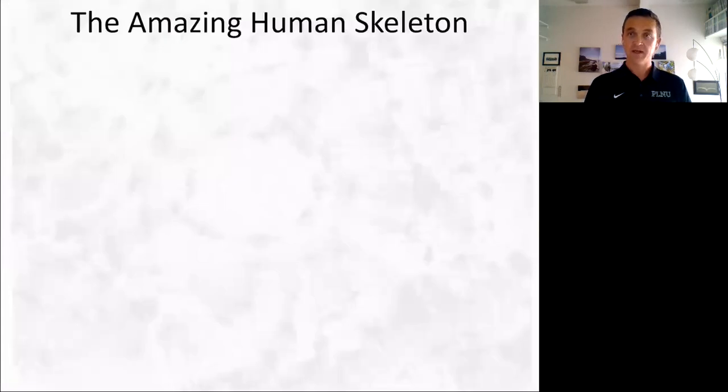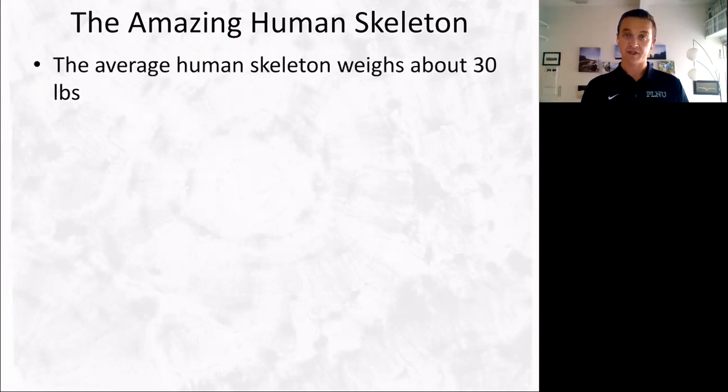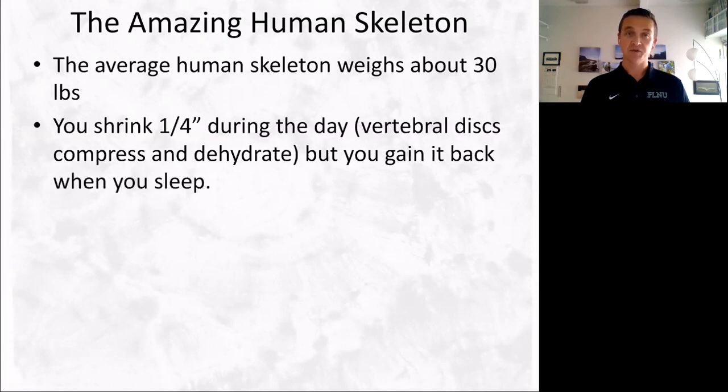All right, so as I always like to do, some amazing facts about the human skeleton. The average human skeleton weighs about 30 pounds. We shrink about 1/4 of an inch a day. That's because our vertebral disc, remember that fibrocartilage, actually compresses and some of the liquid squeezes out of it. But then it's able to fill back in with fluid when you lay down to sleep, and you get that 1/4 inch back. So if you want to get your height, do it first thing in the morning.